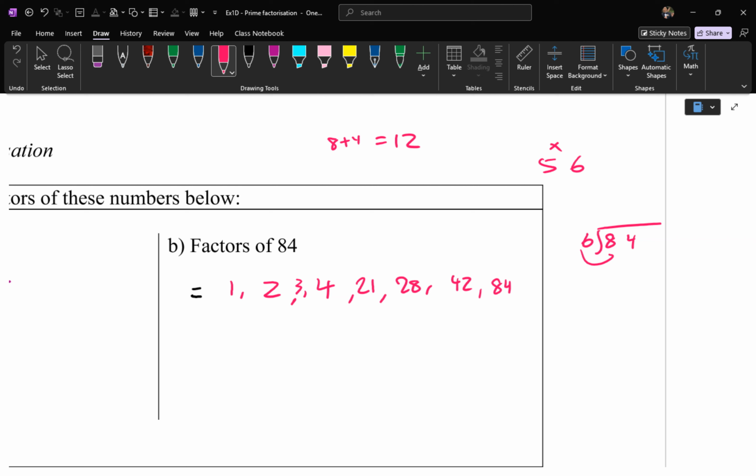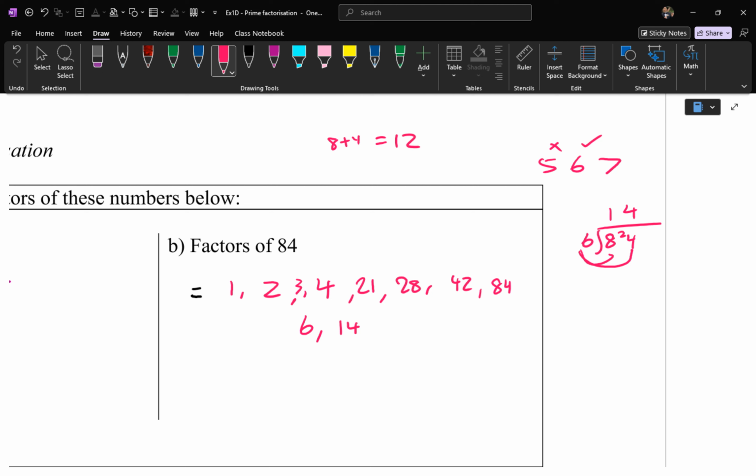6 goes into 8 how many times? Once, remainder 2, and then 6 goes into 24. 4, so that means 6 and 14 are factors of 84. What about 7? Do you think 7 would work? No, 7's not going to work.